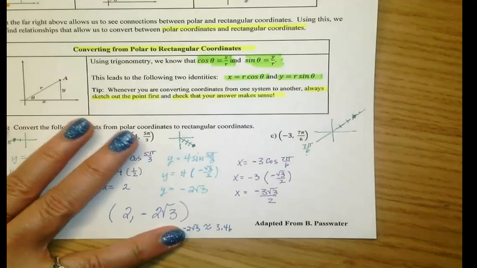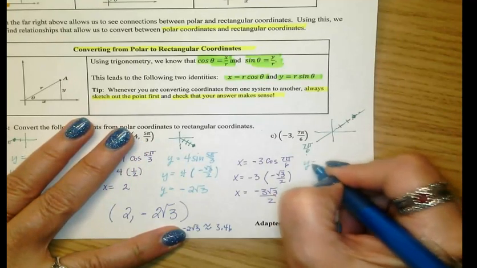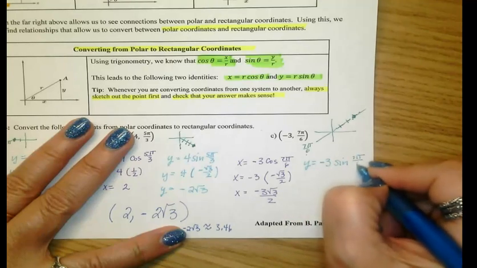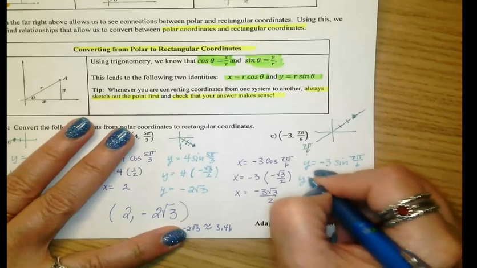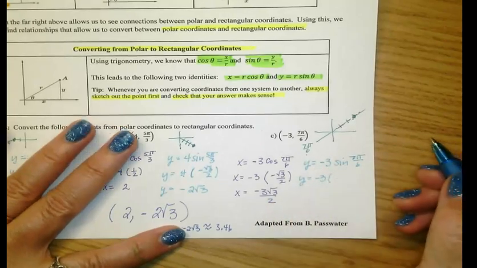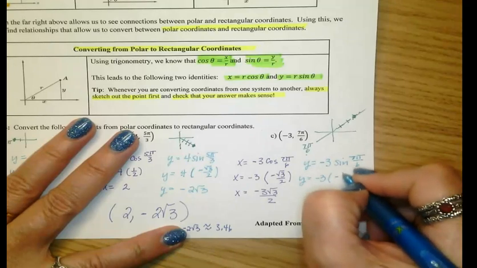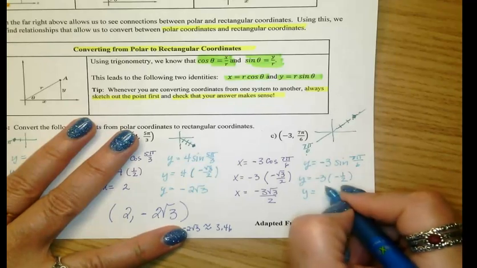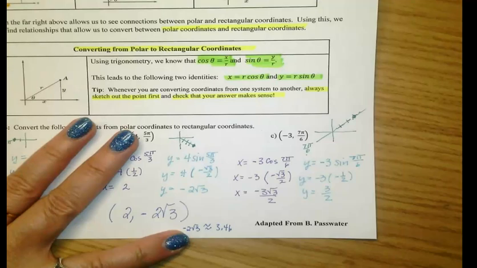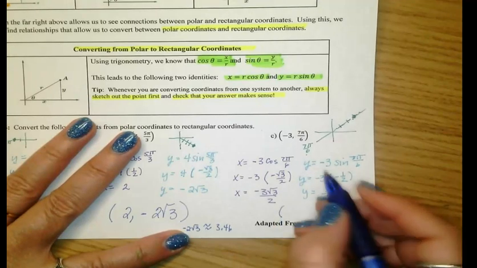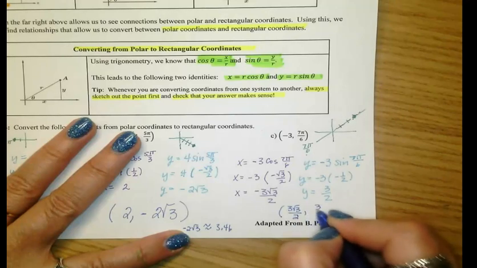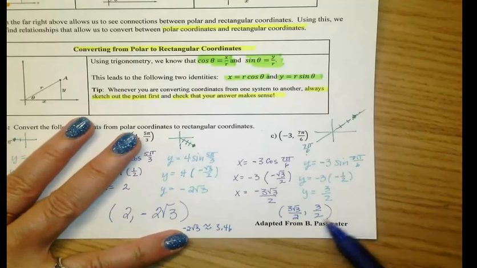All right, so then we're going to do the sine. So we would say y equals negative 3 sine of 7 pi over 6. And so that's going to leave me with negative 3 times the sine of 7 pi over 6, which is negative 1/2. So the y here is negative times a negative, or a positive 3/2. So we're saying that the coordinate point then would be negative 3 root 3 over 2 comma 3/2. So we know that the y is about 1.5, so that makes sense.